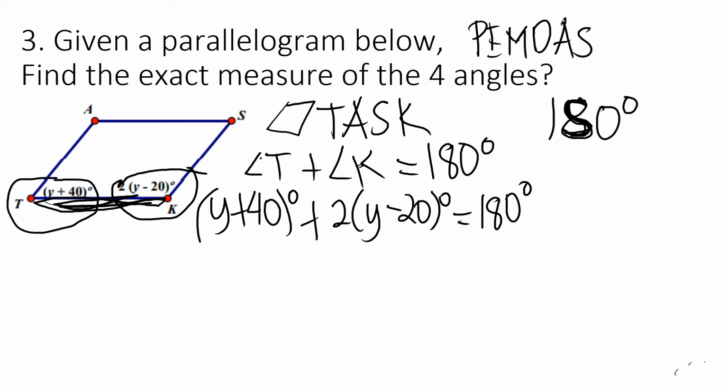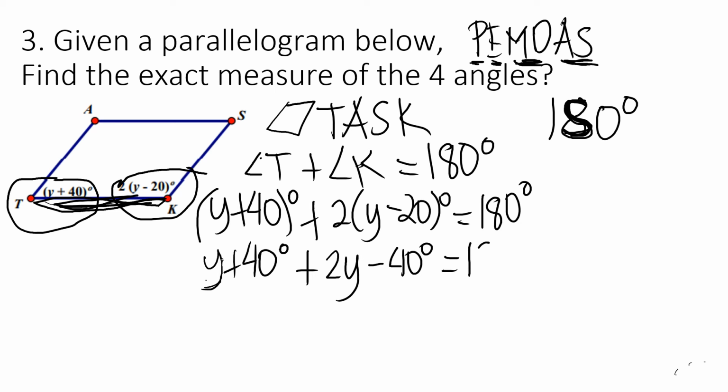PEMDAS. First, solve for the values inside the parentheses, then those that have exponents, multiply or divide whichever comes first, and add or subtract whichever comes first. Now, y plus 40 cannot be added together, so you have y plus 40 degrees plus distribute. So to distribute, you have 2y, and positive 2 times negative 20 is minus 40 degrees equals 180 degrees.